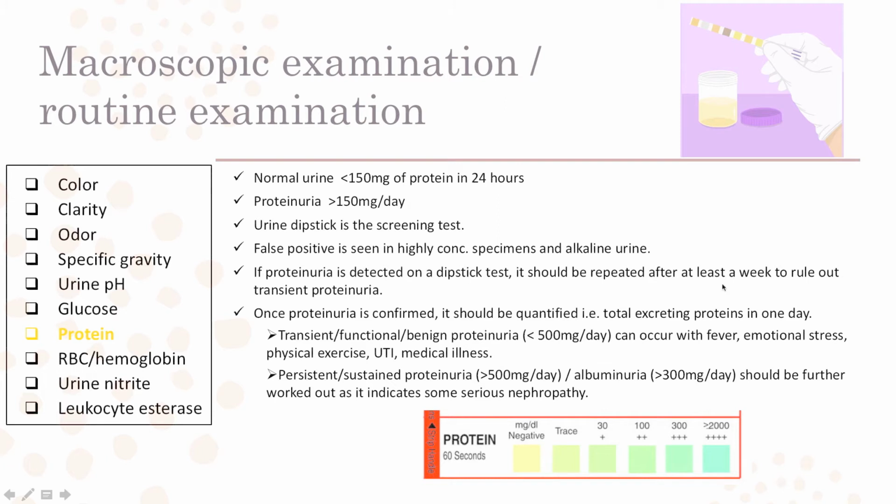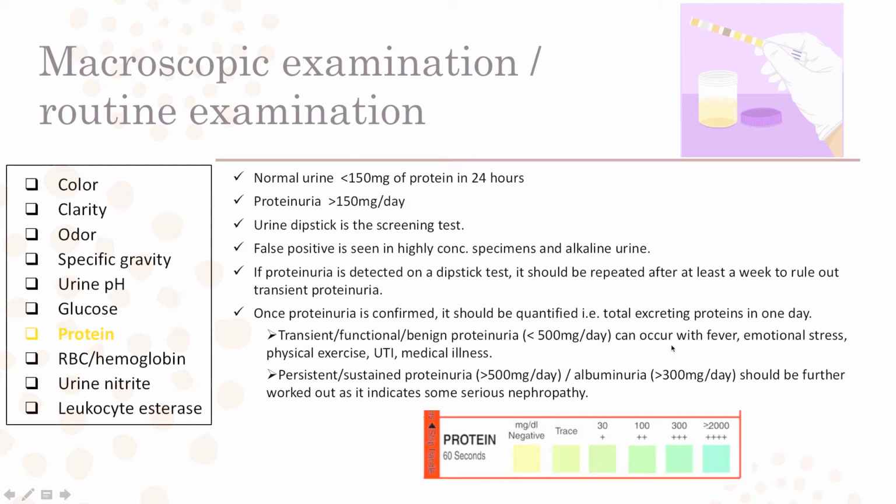Right, so if proteinuria is detected in a dipstick test, it should be repeated after at least a week. We repeat the test once proteinuria is positive, to rule out transient proteinuria. Transient proteinuria means momentary proteinuria, because if some person is taking more proteins, then it might lead to proteinuria. Or if somebody is exercising, then it might lead to breakdown of proteins and lead to proteinuria. Or in the settings of fever or some other infections, the kidney might lose some protein. So proteinuria is repeated after a week to confirm the proteinuria.